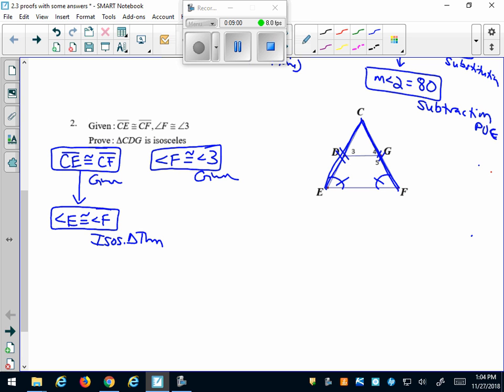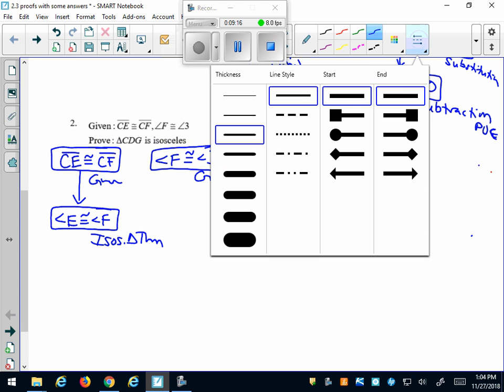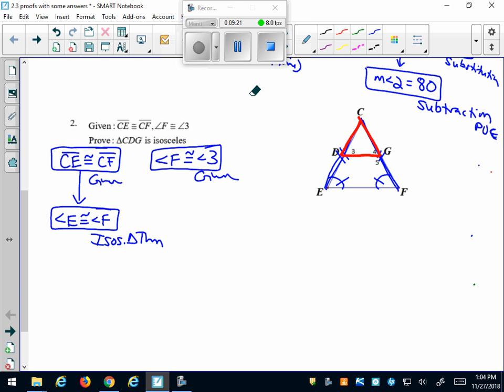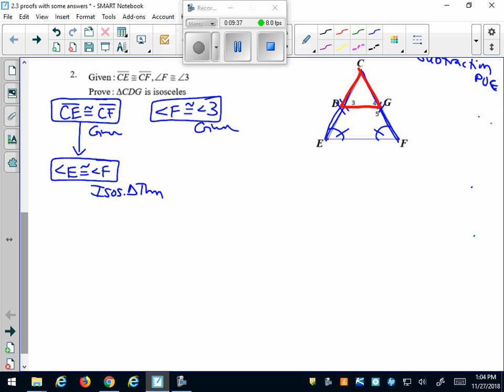Okay, look at what we're trying to prove. We're trying to prove that triangle CDG is isosceles. So this is one of those proofs where, when I start with my givens and make any conclusion I can make, I'm kind of stuck until I really can get a clear vision of where I'm going. So I really have to focus on my proof and maybe work backwards a little bit.